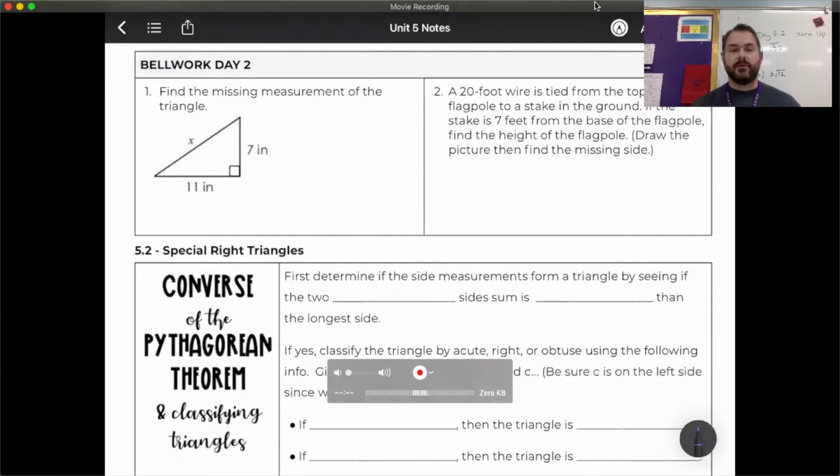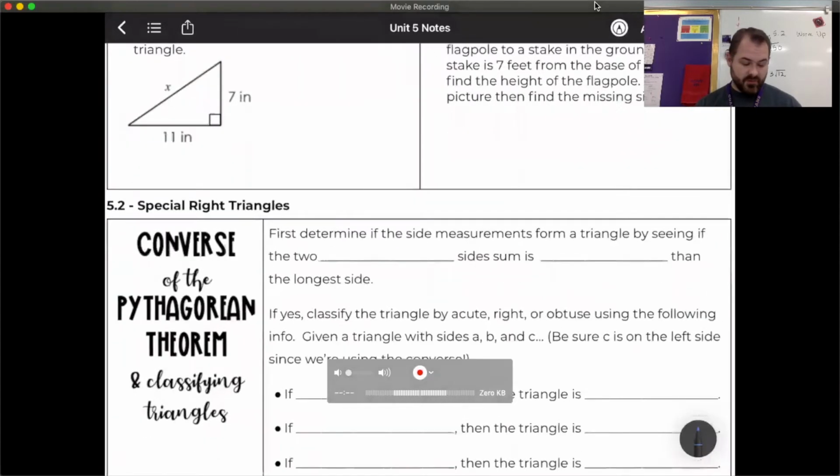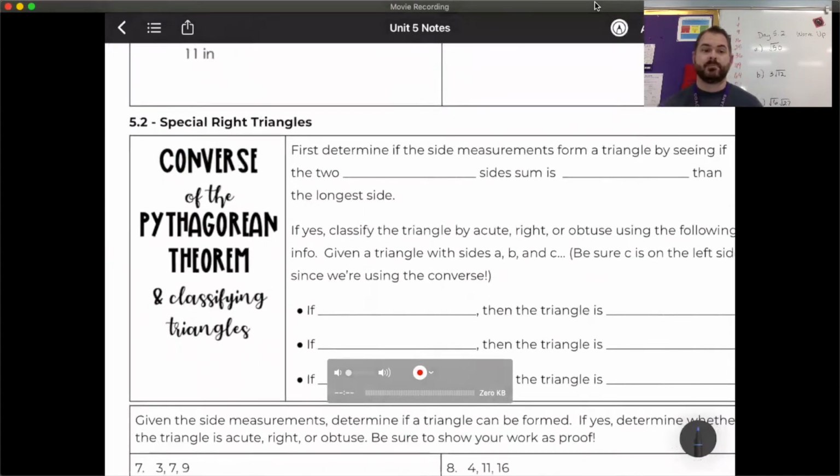All right, so if you are a virtual student or you're quarantined, you're watching at home and you're not going to be in an in-person class, you can do the bell work as just a warm-up or as extra practice for the previous lesson. Okay, so this bell work is a reminder from our Pythagorean theorem lesson. Otherwise, we're going to go ahead and move on into lesson 5.2 over a couple main topics.